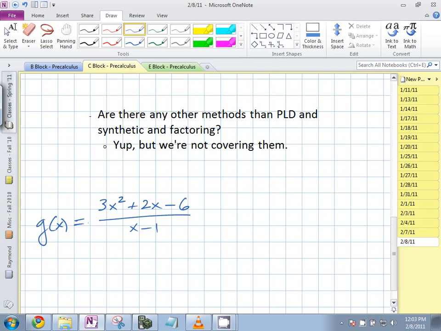We just made that up. What are the chances that it's nicely divisible? As in, what are the chances that x minus 1 is an exact factor of 3x squared plus 2x minus 6?